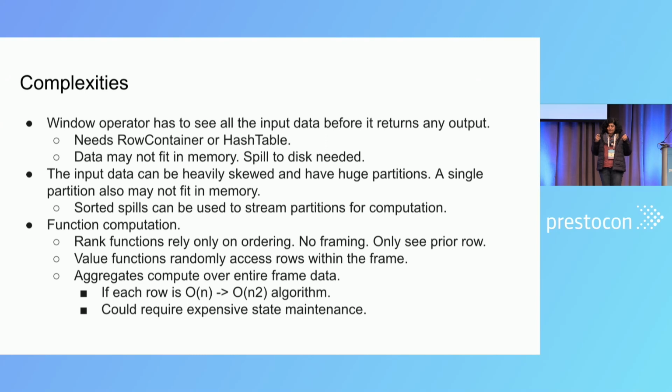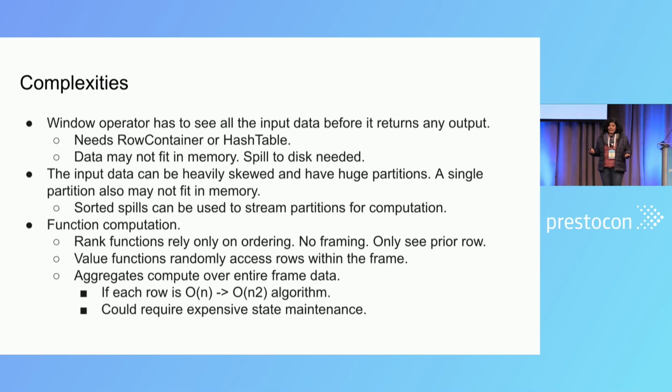And then let's go into the function computation. The rank function that we saw was among the easier ones because it relies only on ordering. There are no frames. You only see the prior row. Value functions randomly access rows in the frame, and the aggregates compute over the entire frame.